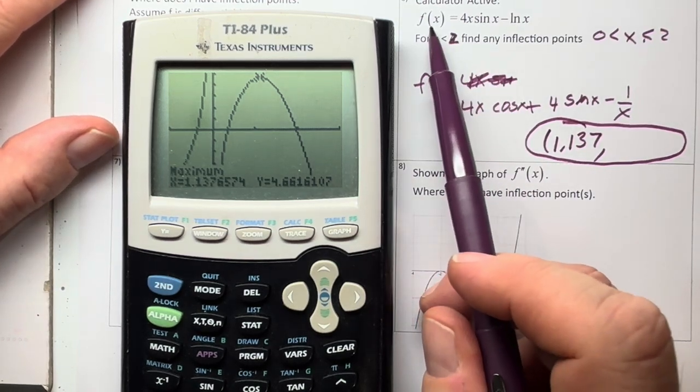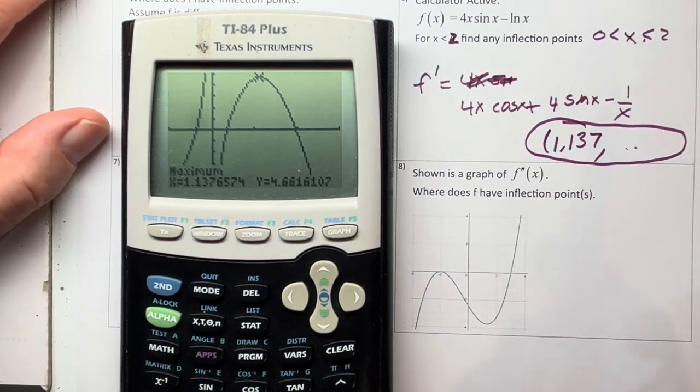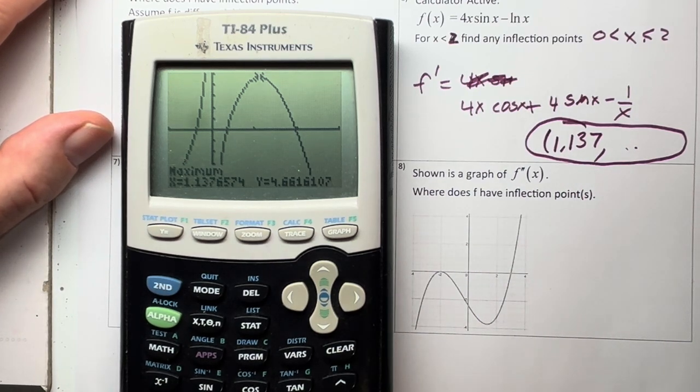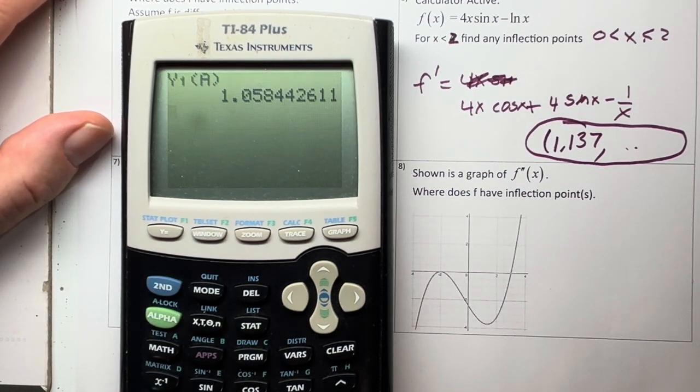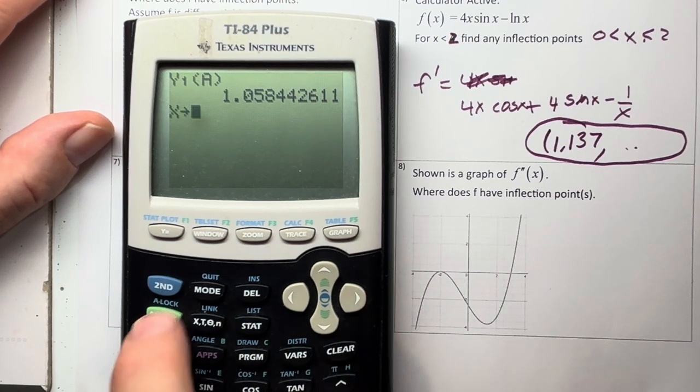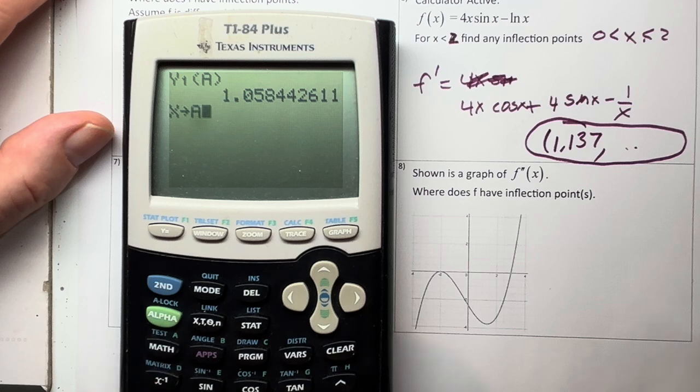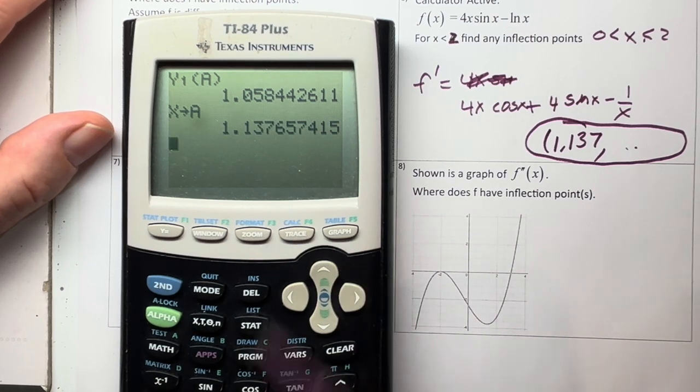But it's asking for a point. And because f was given, we will be able to find this y value. We found the x value. We need that. We have to store it. So we want to quit and go x, store into A. I did that wrong. All right, I have it into A.